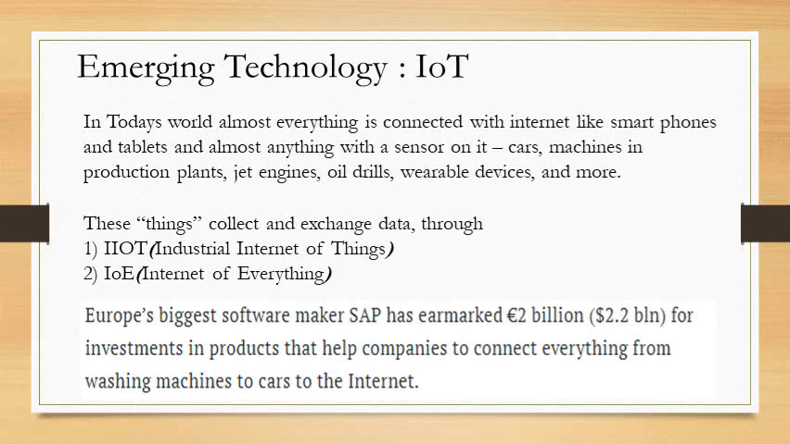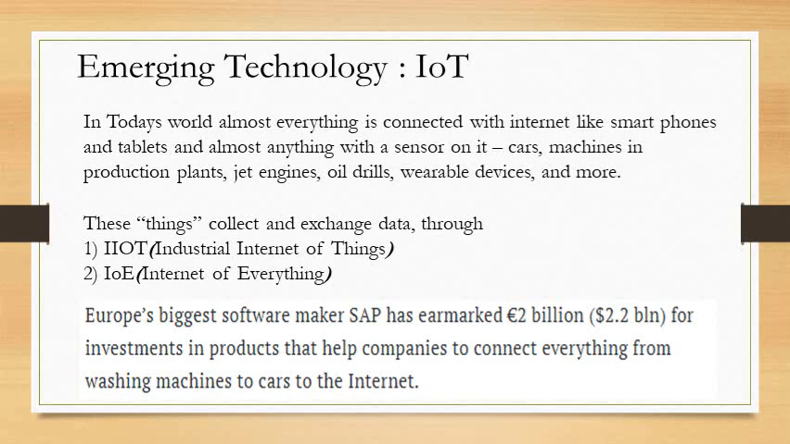The first emerging technology is IoT. IoT stands for Internet of Things. In today's world, almost everything is connected with the internet, like smartphones and tablets, and almost anything with a sensor on it, like cars, machines in production plants, jet engines, oil drills, wearable devices, and more.